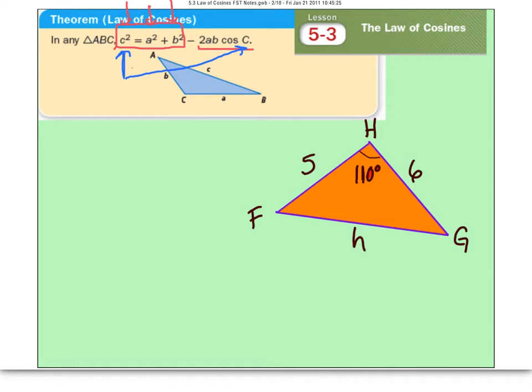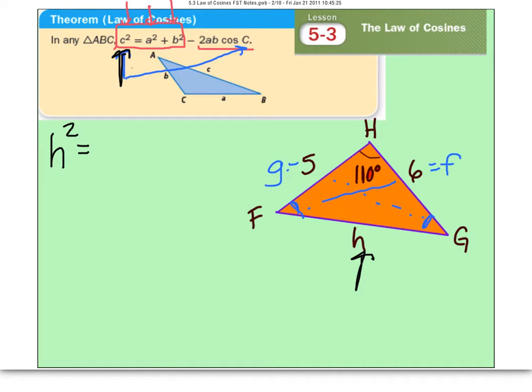So let's use the law of cosines on this orange triangle. Now I need to find side length h, so that's going to be this right here. So I'm going to say I need to find h squared. So the other 2 sides are going to be the other labels. Now keep in mind, if this is angle F, this here is side length F. It's right across from it. This is angle G. This is side length G.